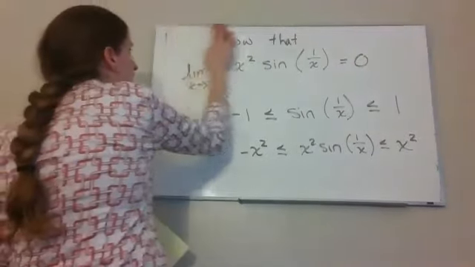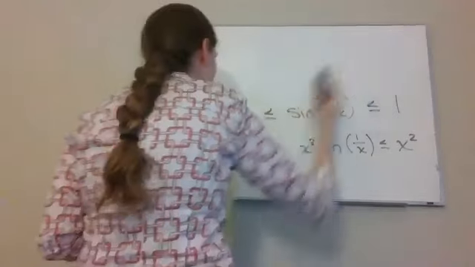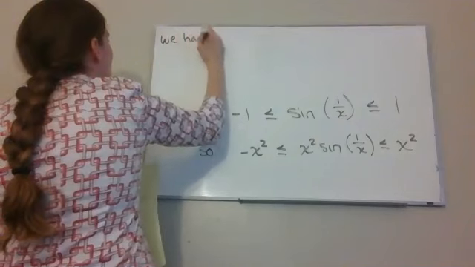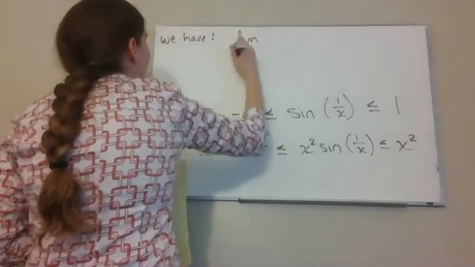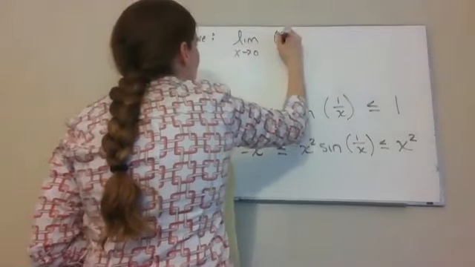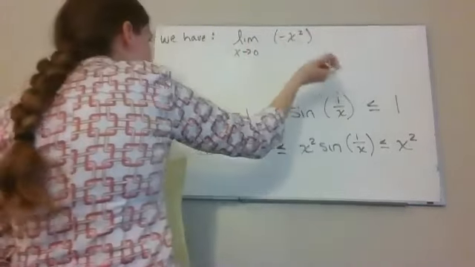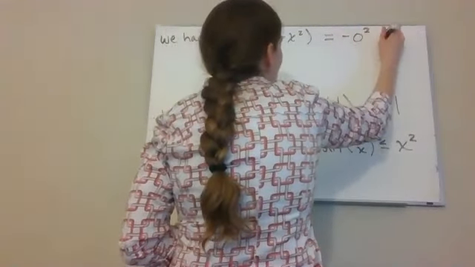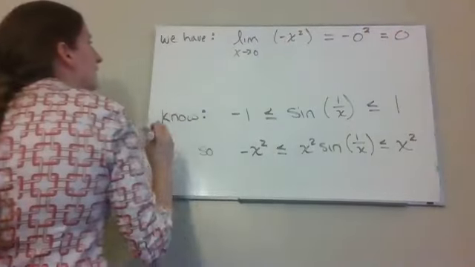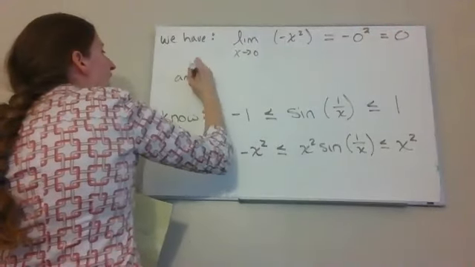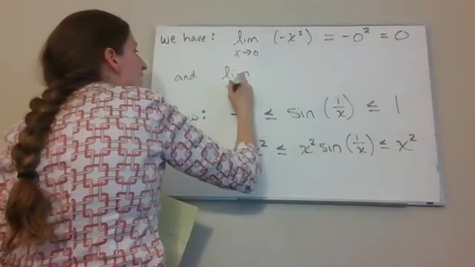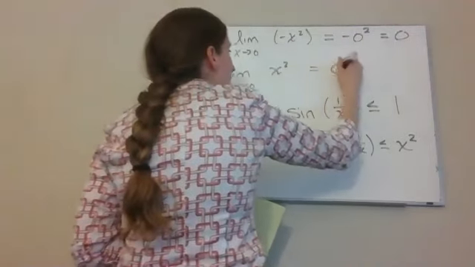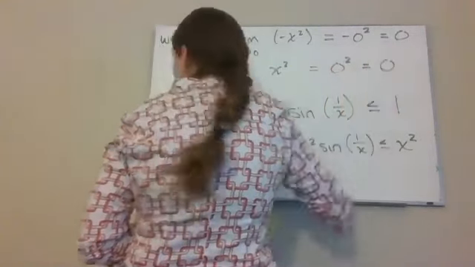So let's see what those two limits are equal to. The limit as x approaches 0 of negative x squared, if I just plug it in with direct substitution, I get negative 0 squared, which is 0. And if I plug it into the biggest function, the limit as x approaches 0 of positive x squared, again, just use direct substitution, you get 0 squared equals 0.